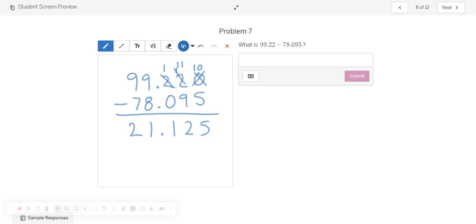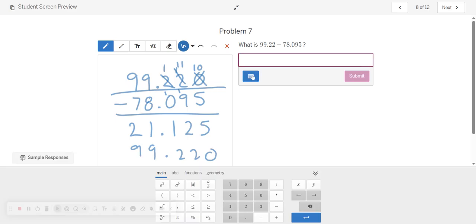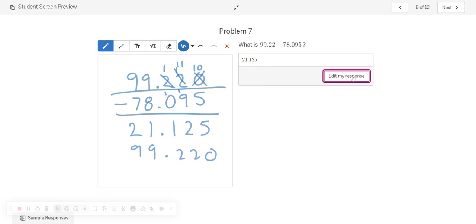That looks weird to me, so I'm going to double check. 5 and 5 gives me 0. Carry the 1. That's 12. That's 2. 9. 9. Okay, that's right. So I get 21.125. Submit.